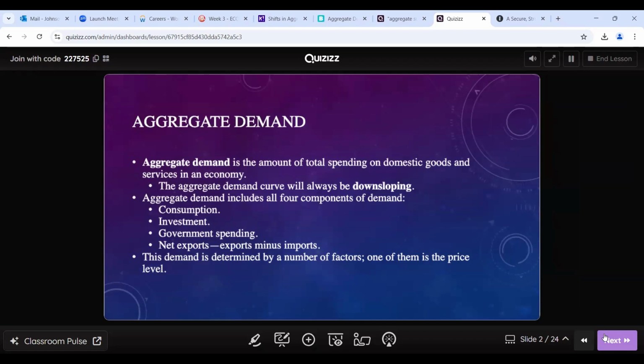So aggregate demand includes four components: consumption, investment, government spending, and net exports, exports minus imports. So the demand is determined by a number of factors. One of them is the price level.